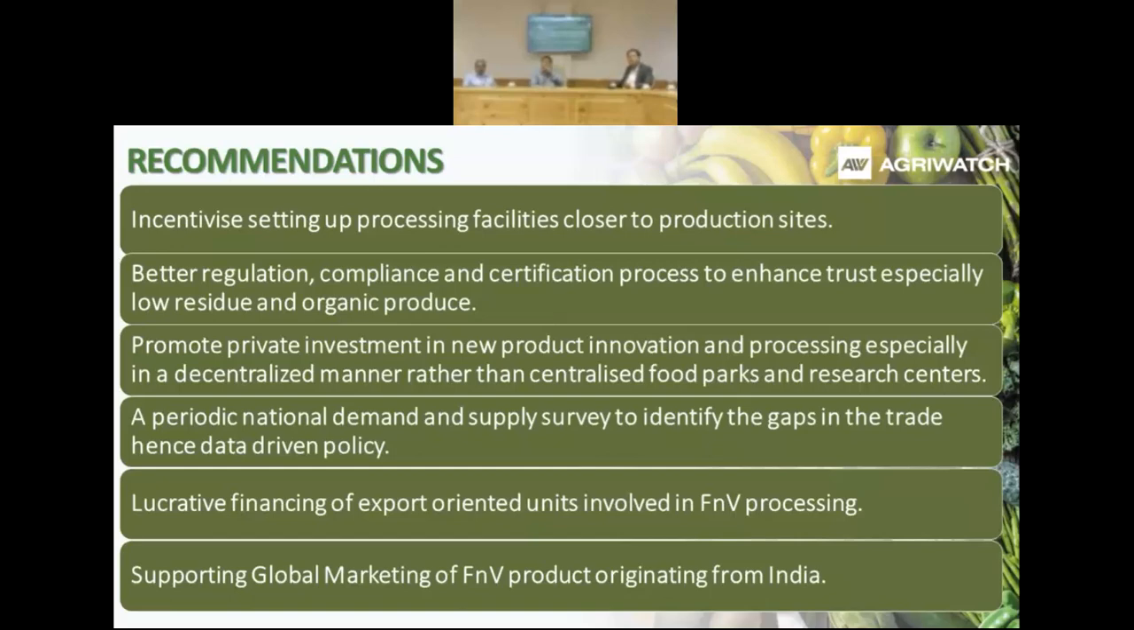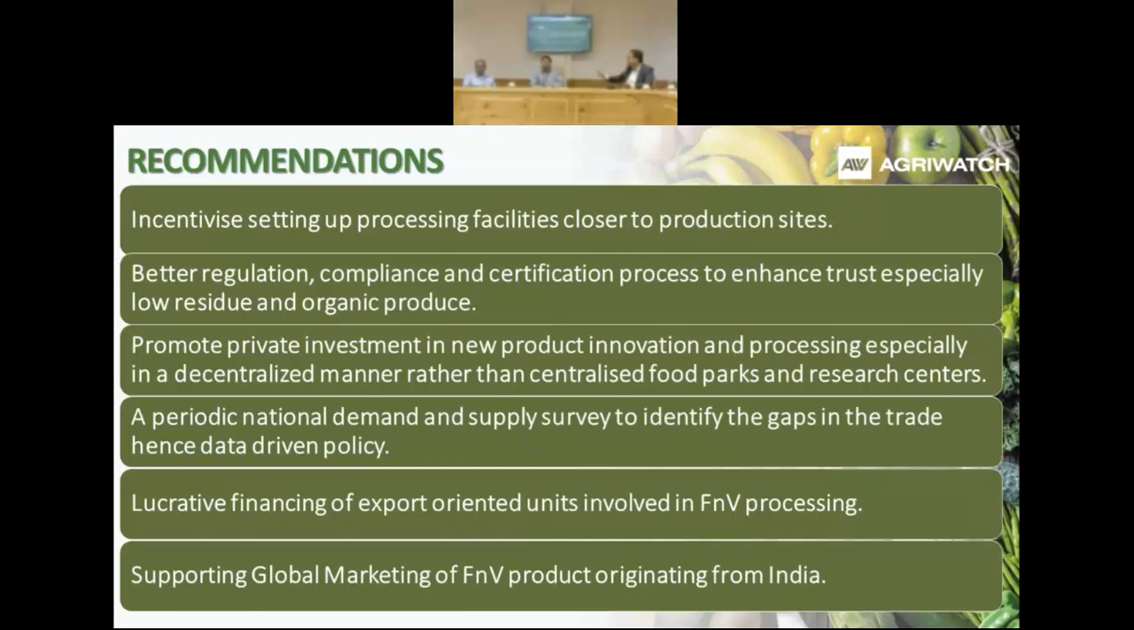Promote private investment in new product innovation and processing, especially in a decentralized manner rather than centralized food parks and research centers. Periodic national demand and supply survey to identify the gaps in the trade, hence data-driven policy. Lucrative financing of export-oriented units involving FNV processing.